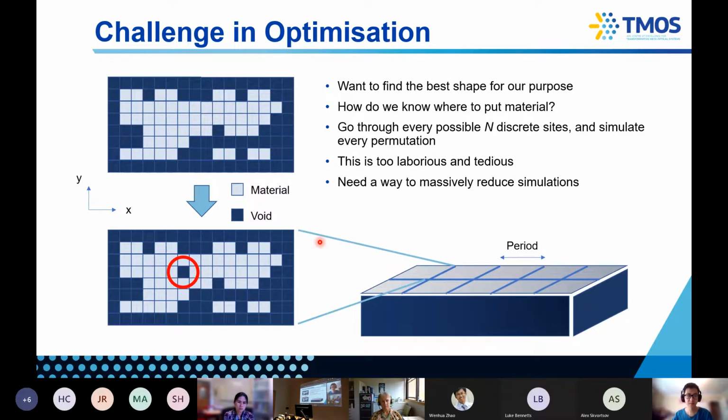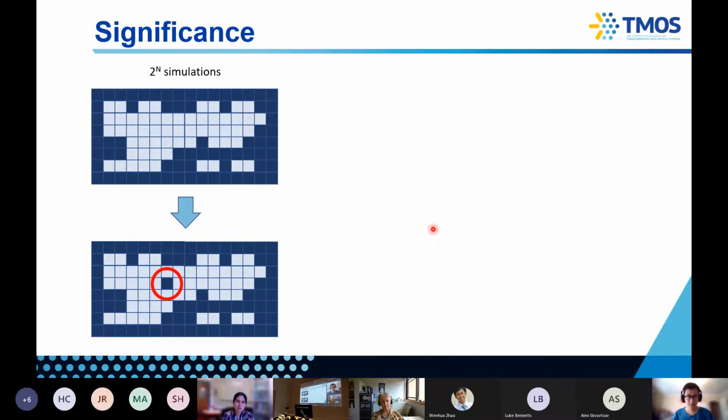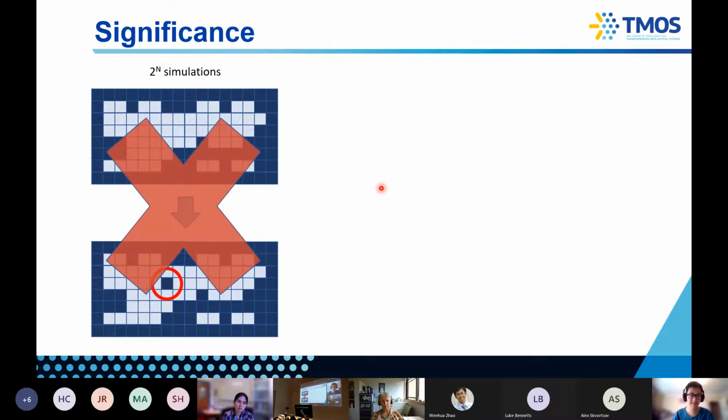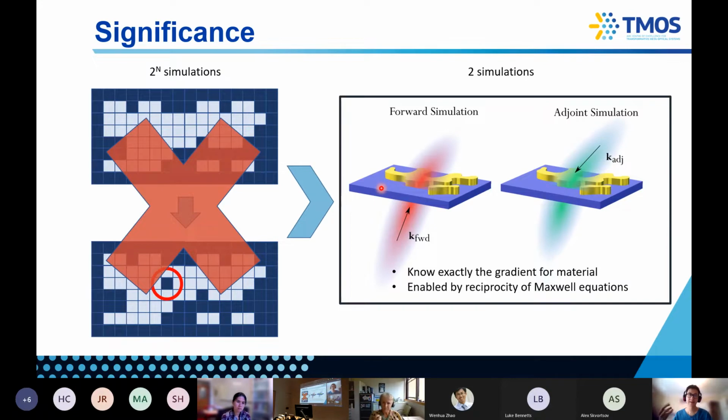And of course, this could be a small part of the entire metasurface, or it could be a periodic part of the entire metasurface. The significance is that if we do this laborious on-off approach, this could be potentially 2 to the power of n simulations. Of course, that is not really feasible. So we're looking for a methodology where we can massively reduce the number of simulations. And I'm talking just 2 simulations here.